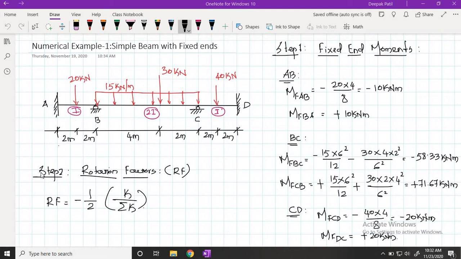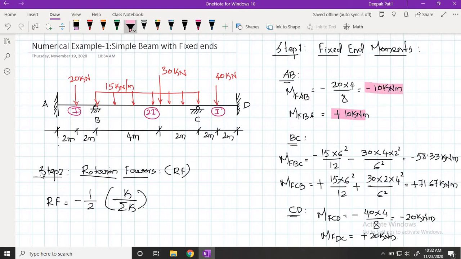Let us start with the first step, which we are very much familiar with, that is finding fixed end moments. When I take up span AB, the fixed end moment AB is given as minus WL by 8, that is minus 20 into 4 by 8. This comes out to be minus 10 and MF BA as plus 10, that is plus 20 into 4 by 8, because MF AB is an anti-clockwise moment and MF BA is a clockwise moment.